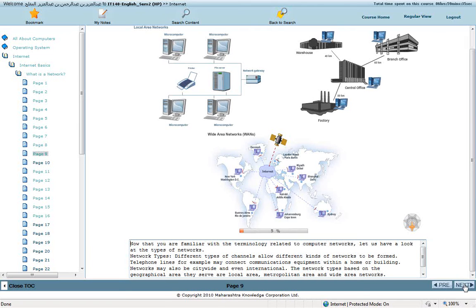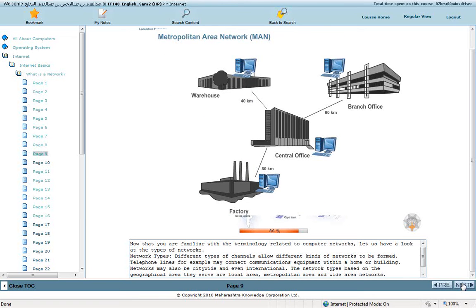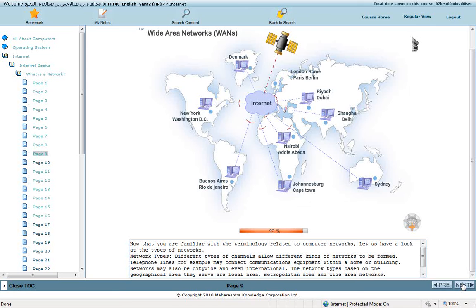Now that you are familiar with the terminology related to computer networks, let us have a look at the types of networks. Network types. Different types of channels allow different kinds of networks to be formed. Telephone lines, for example, may connect communications equipment within a home or building. Networks may also be citywide and even international. The network types based on the geographical area they serve are local area, metropolitan area, and wide area networks.